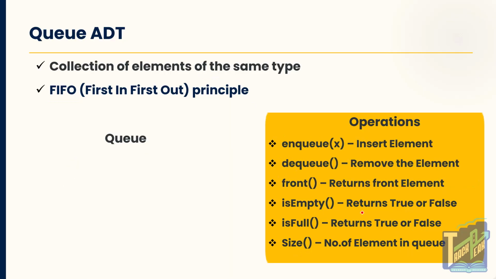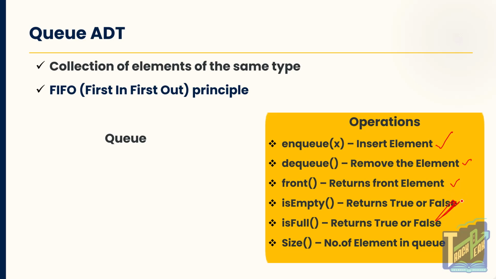And the next example is queue ADT. Queue is also a collection of elements, and it follows FIFO order, first in first out, which means the first entered element will be the first to exit. Here are some of the operations performed by a queue. One is NQ, inserting an element, and DQ means removing an element. Here there is no top. There are two main things, front and rear. Front returns the front element, and rear means the back end of the queue.